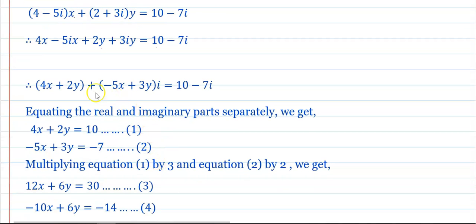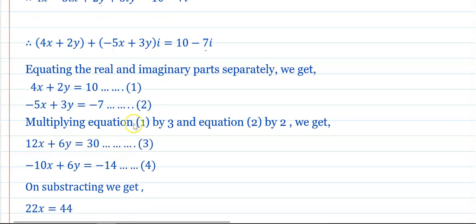Equating the real and imaginary part means what? 4x plus 2y is equal to 10. Imaginary part: minus 5x plus 3y is equal to minus 7. Okay. Now to solve these equations simultaneously, we will multiply equation number 1 by 3 and equation 2 by 2.